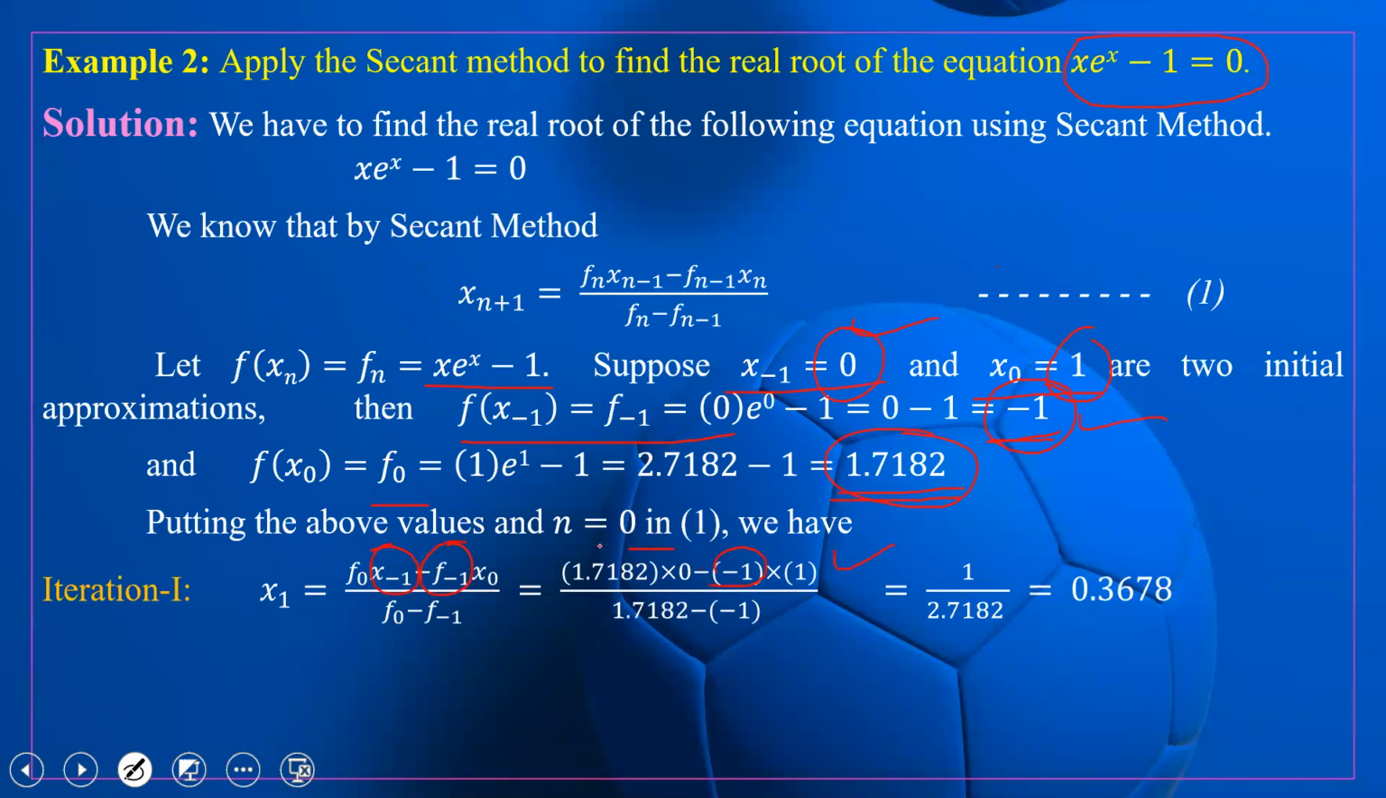So this part will become 0. So we are only getting minus minus plus. So 1 upon, this is minus 1, minus minus will become plus, so 2.7182. So what is the result? It is 0.3678. Therefore, x1 equal to 0.3678. Okay, so this is iteration number 1.